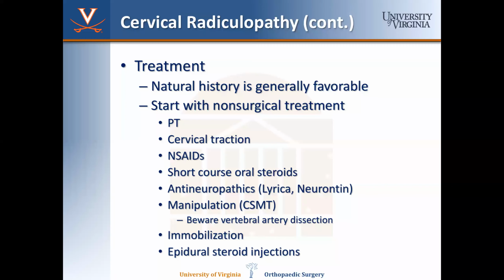So the treatment I spoke of a little bit: therapy, traction, anti-inflammatories, either NSAIDs or steroids. Can do antineuropathics, gabapentin or Lyrica. Can do some manipulation. I don't like high velocity chiropractic manipulation. There have been some case series of vertebral artery dissection with such interventions or adjustments.